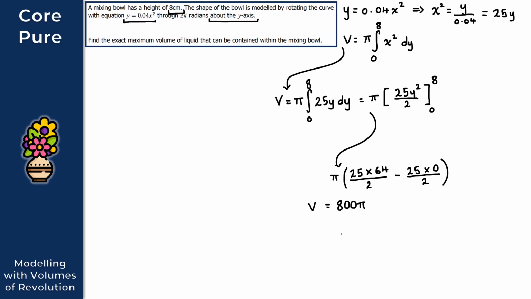The exact maximum volume of liquid that can be contained within the mixing bowl is 800 pi, and don't forget the units. We're working in centimeters, so our units are centimeters cubed. And there we have it. That gives us the solution to this example, and that brings us to the end of this video on modeling with volumes of revolution.